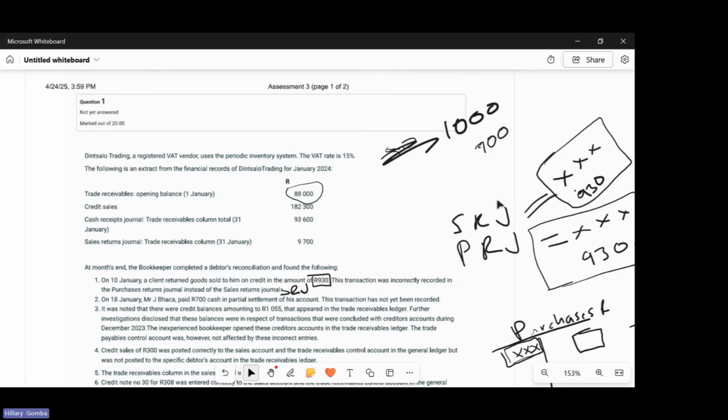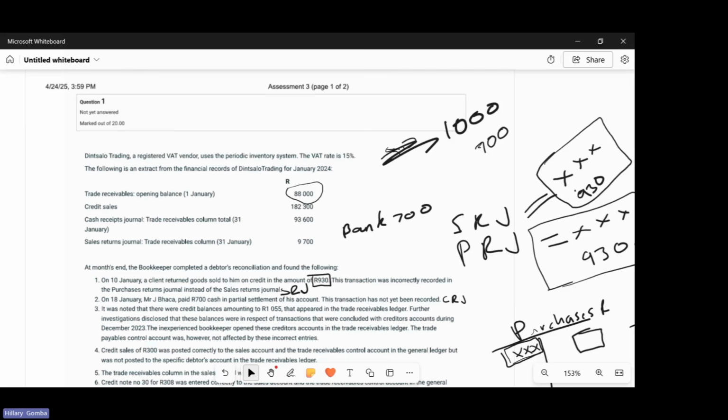Which means this amount needs to be recorded where? On the cash receipts journal. So on your cash receipts, you add the money that you received in the bank, and then you add that 700. Do you have any questions on this one? No questions.